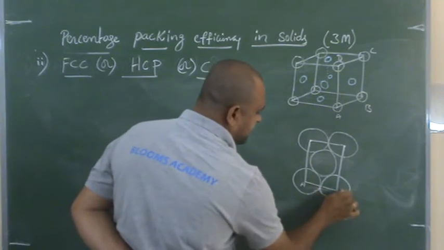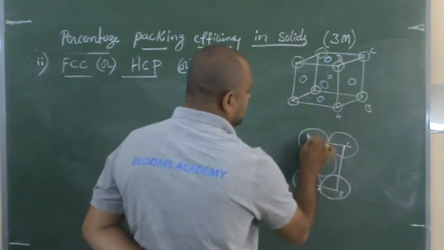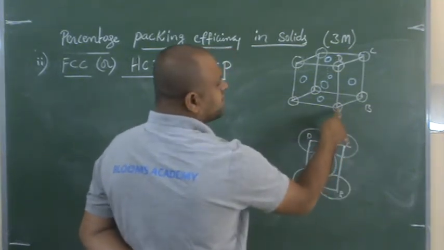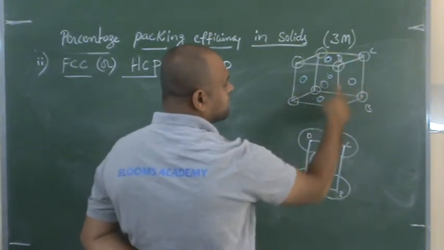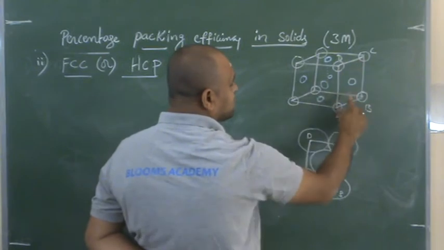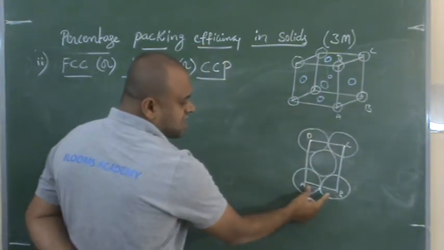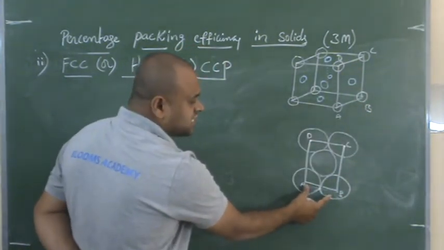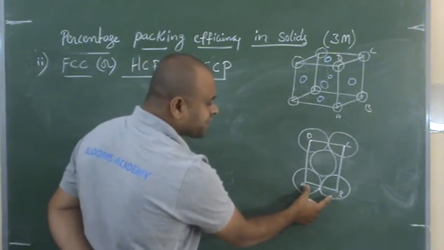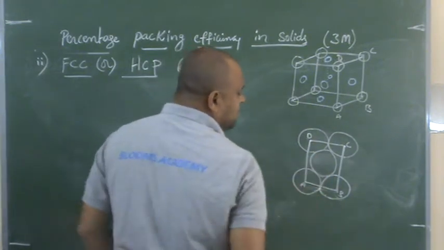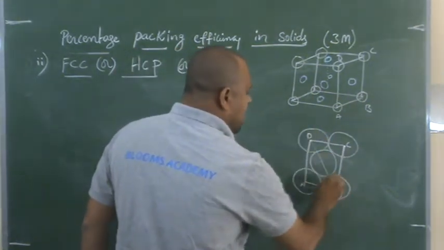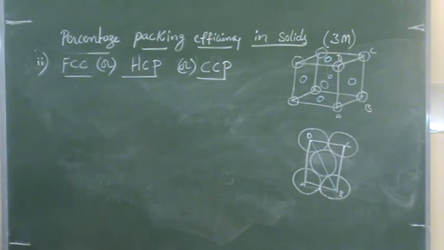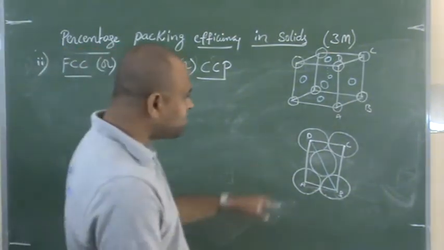So A, B, C, D. For understanding purpose, I had shown you the particles far away from here. So there will be no gaps, right? So actually a face-centered unit cell with each face will be like this. That means the particles will meet along face diagonals. Are you following what I am saying here?